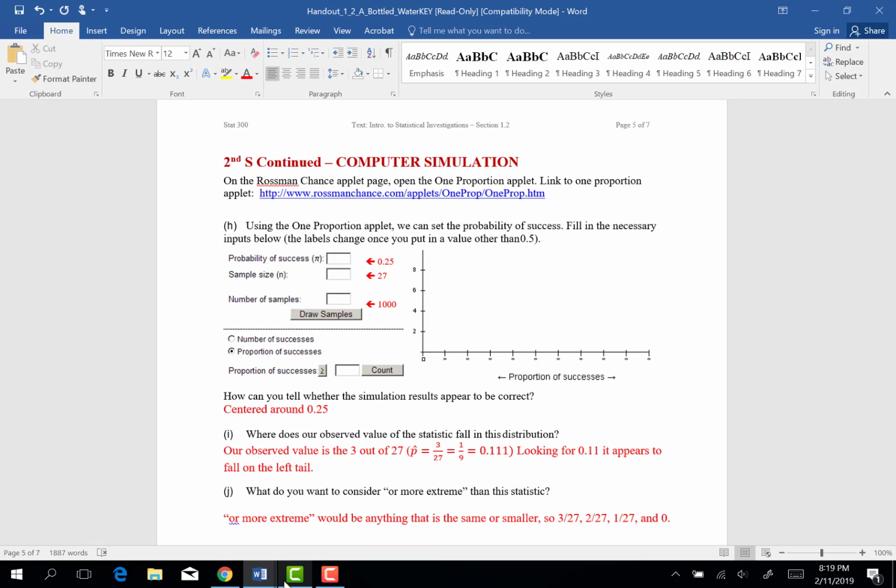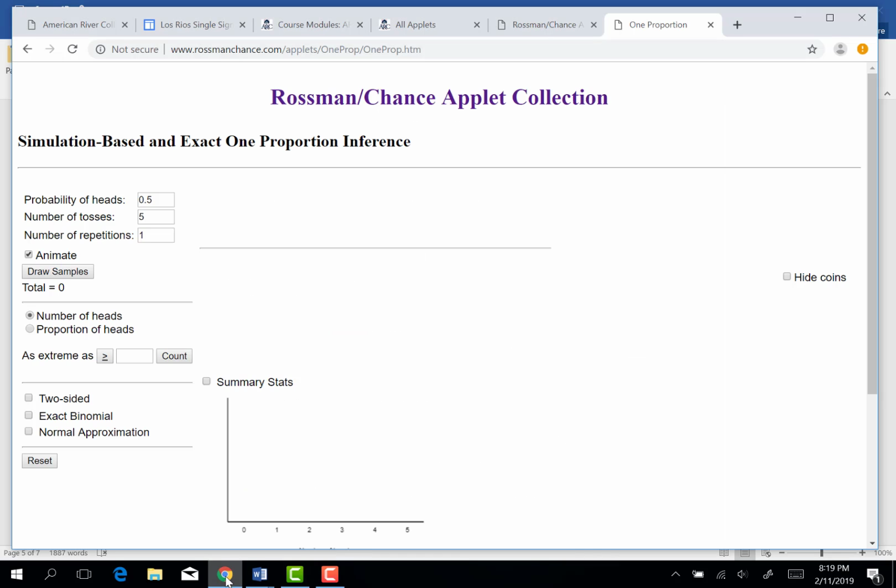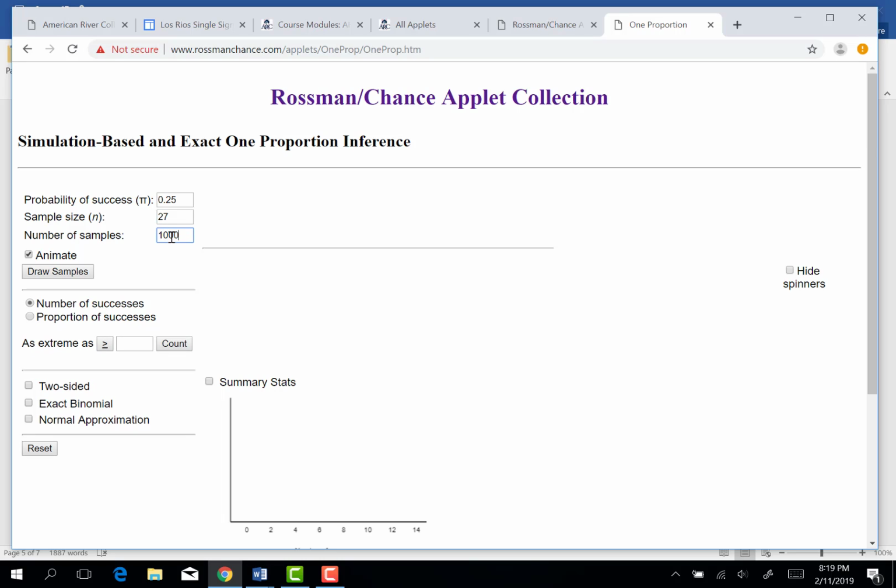And so how you clear it to not be a coin is you just got to change this to not 1/2. So if I put 0.25, notice that now it gives me probability of success rather than probability of heads. We're going to change that to 27. In number of samples, we want 1000.